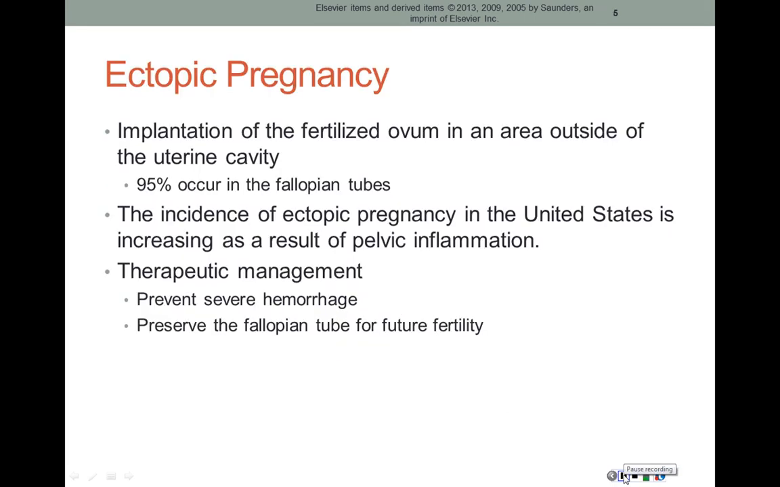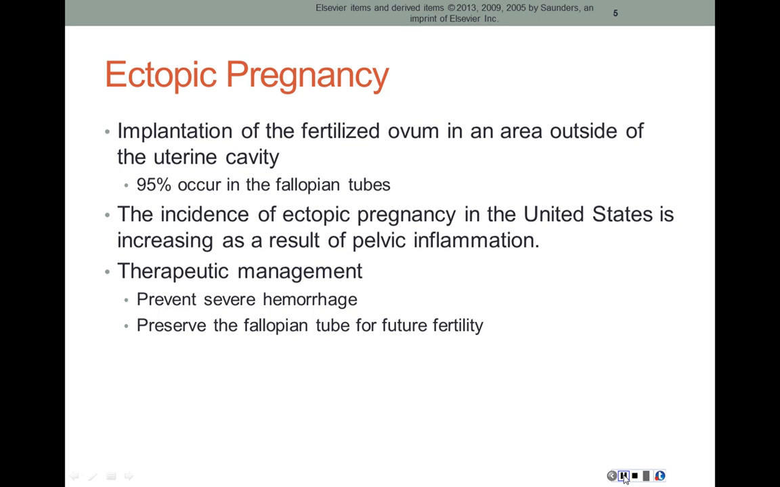Okay, ectopic pregnancy, and this is when the fertilized egg implants somewhere other than the uterine cavity, and usually it's in the fallopian tube at some point. The incidence of ectopic pregnancy is increasing as a result of pelvic inflammation. So what we want to do is make sure there's not hemorrhage, and we want to try to preserve the fallopian tubes so that the female would be able to get pregnant again.